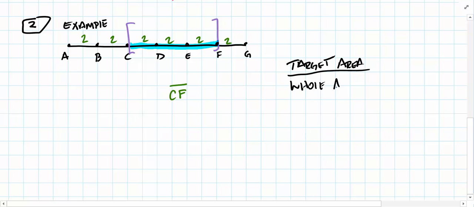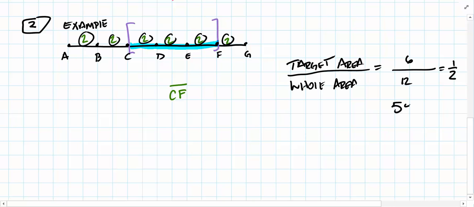So what is the target area? What's the length of CF? 6. 2, 4, 6. Yep, sure is. What's the length of the whole thing? 2, 4, 6, 8, 10, 12. So you have a 1/2 or 50% chance that your point that you pick will end up on CF.